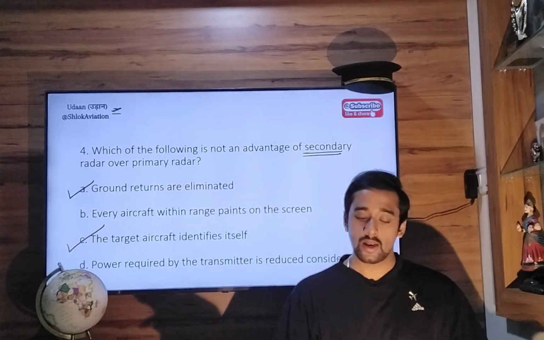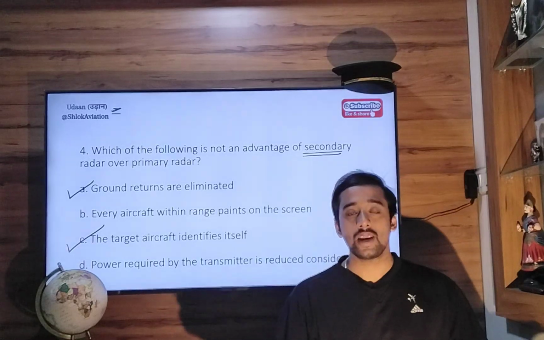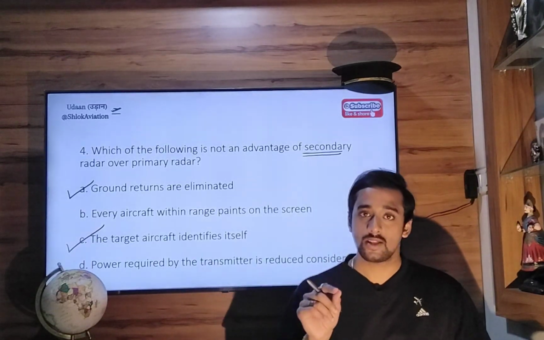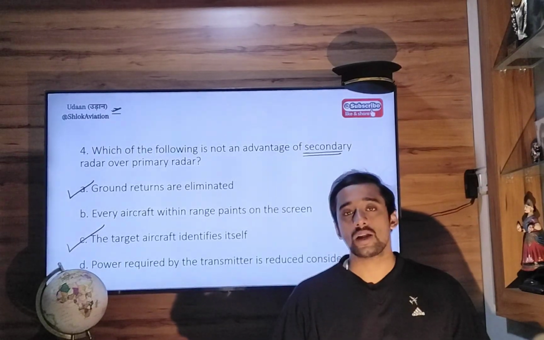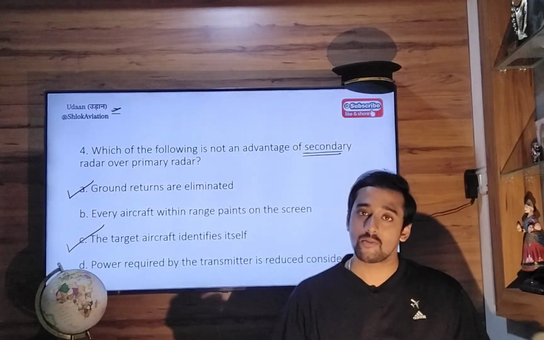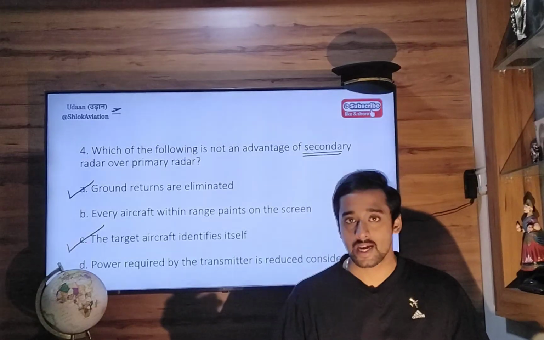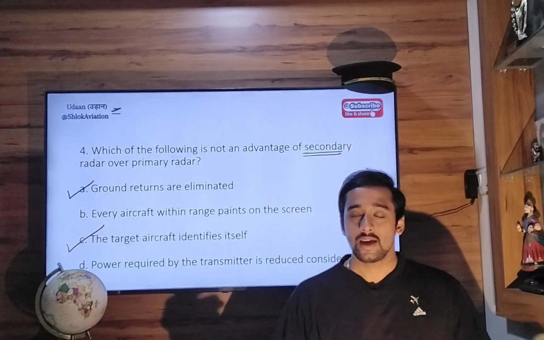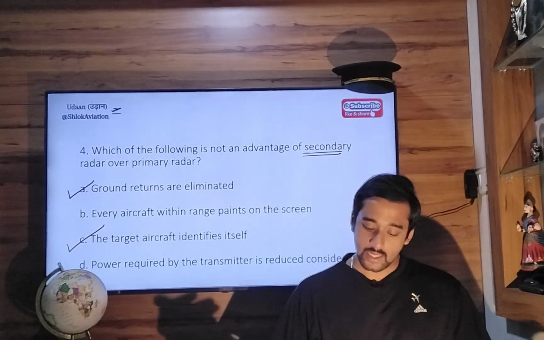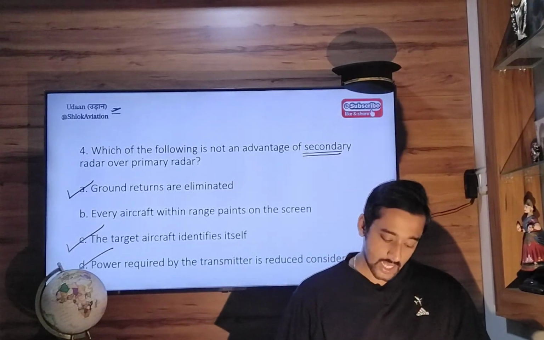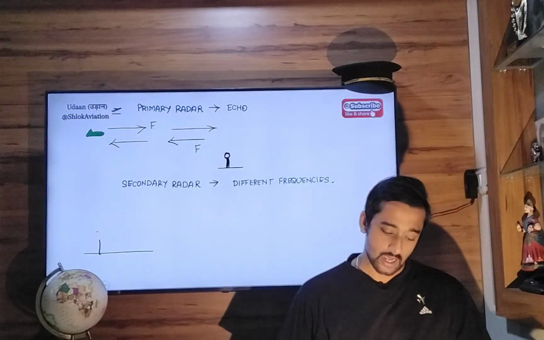But in case of primary radar, the ATC controller will only get to see the representation of the aircraft in the sky. That is the radar blip. But it will not have any specific information with respect to that particular aircraft, its aircraft ID, flight level, speed, etc. Power required by the transmitter is reduced considerably. This is another advantage.